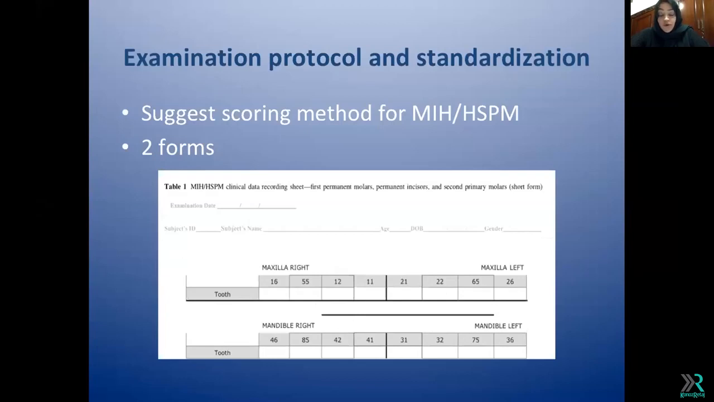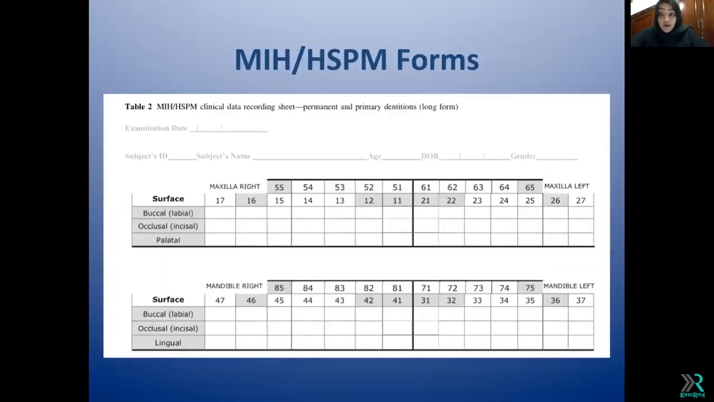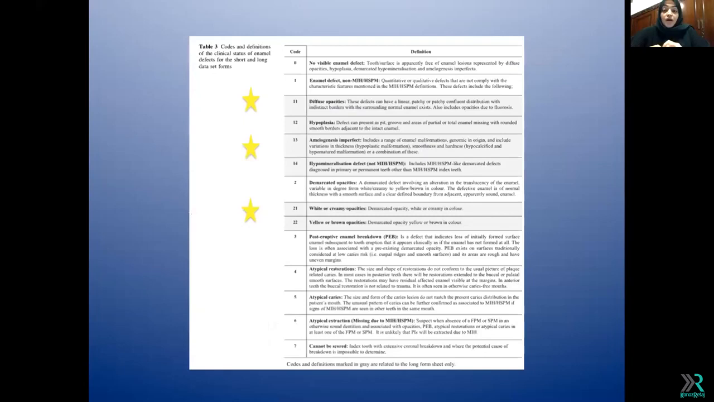They developed two forms, a short form and a long form. The short form includes only the index, the 12 index teeth. The long form includes all the present teeth. For each tooth to be scored, we have to score the clinical status, which we get from this index, which was developed by them. They combined the modified developmental dental enamel index with the index of the European Academy of Pediatric Dentistry.